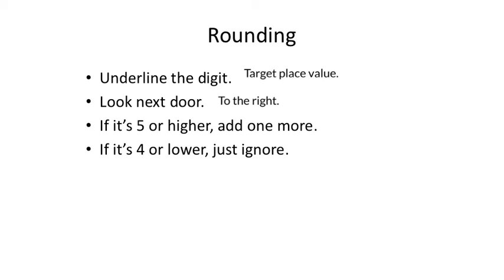But in any case, okay, so I do this a little different. I do underline the digit. I look to the right. I will circle the number to the right, so I know it's the one I'm looking at with these two conditions. If it's 5 or higher, I add 1 to the place value that we're targeting. If it's 4 or lower, I keep that place value the same, and then everything to the right becomes zeros, or we just ignore it.